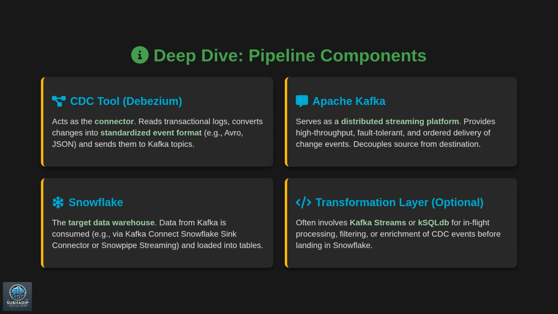Snowflake is our target data warehouse. Data from Kafka is consumed either via a Kafka Connect Snowflake Sink connector or Snowpipe Streaming and loaded into tables. Optionally, you can include a transformation layer using tools like Kafka Streams or ksqlDB for in-flight processing, filtering, or enrichment of CDC events before they reach Snowflake.